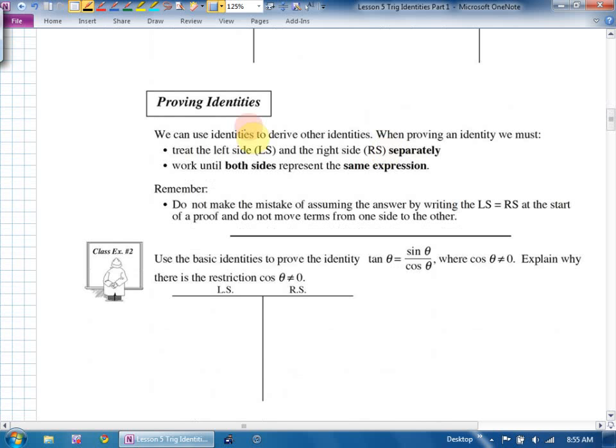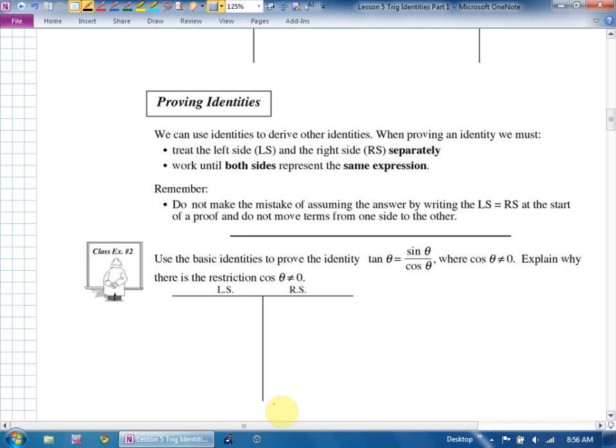We can use identities to derive other identities. And when proving an identity, we must treat the left side and the right side separately. Ian, what we're going to do very often is what's called a T table. We're going to draw a great big capital letter T, and this line down the middle is telling me, unlike an equation, I can't move back and forth from side to side. It would be nice, and there's going to be some where you're going, all I want to do is add this over to the other side, and I'm done.